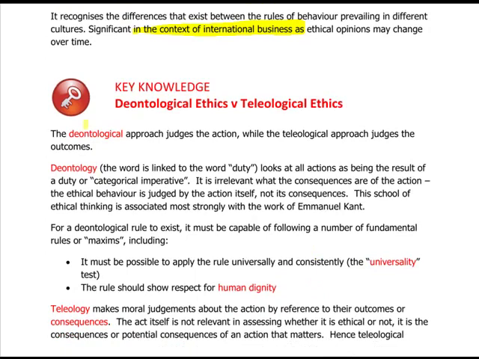Now, the deontological ethics and teleological ethics approach is the next thing to look at. Deontology judges the action. It's not worried about the outcome, whereas the teleological approach judges the outcome. So it's not so bothered about the action, it just wants to know what the outcome will be of taking that action. So deontology looks at all actions as being the result of a duty or categorical imperative. It's irrelevant what happens as a consequence.